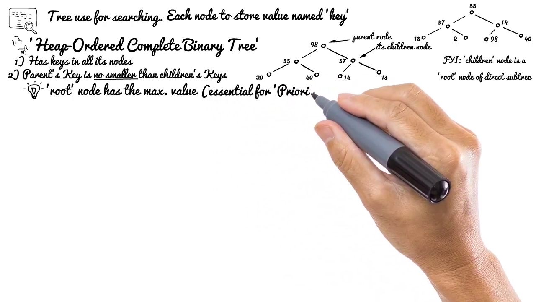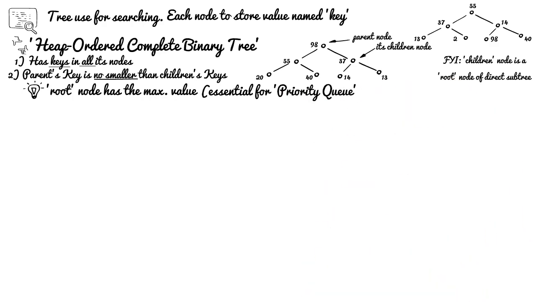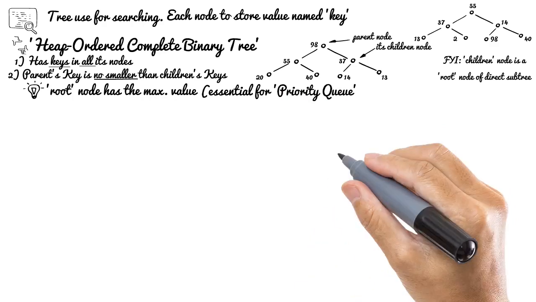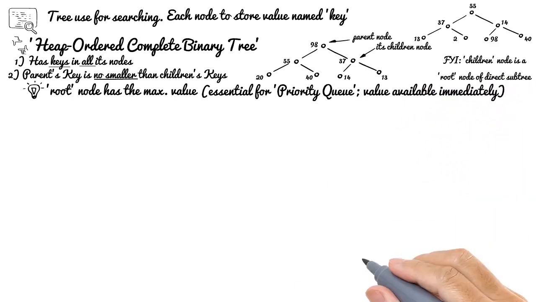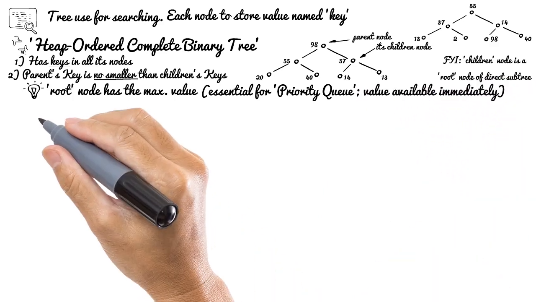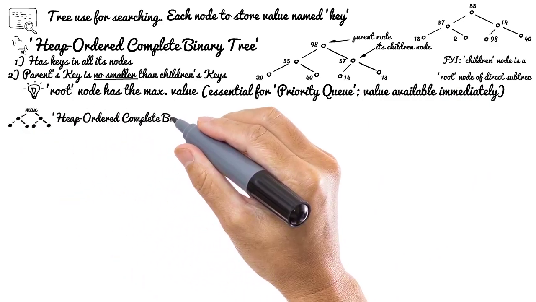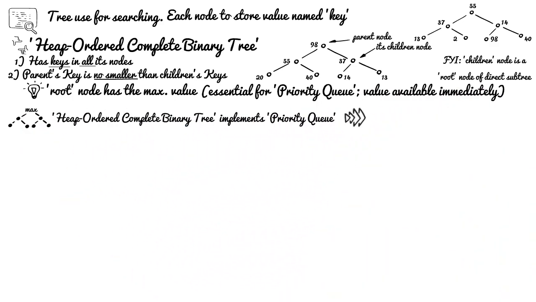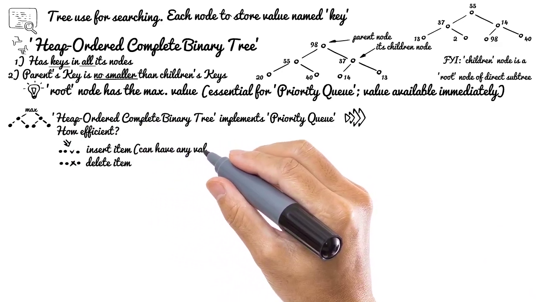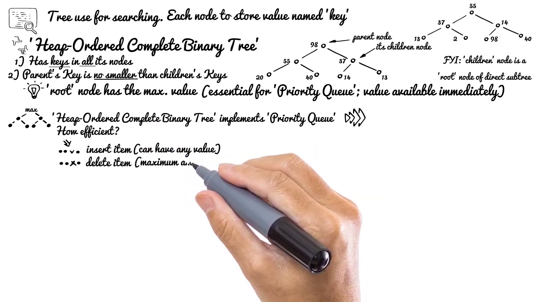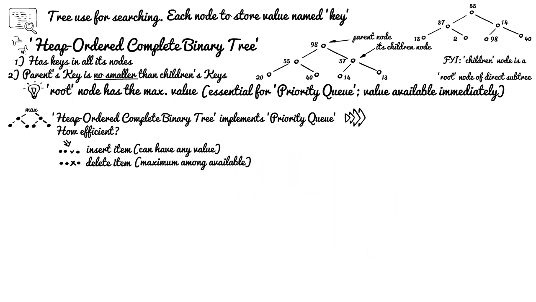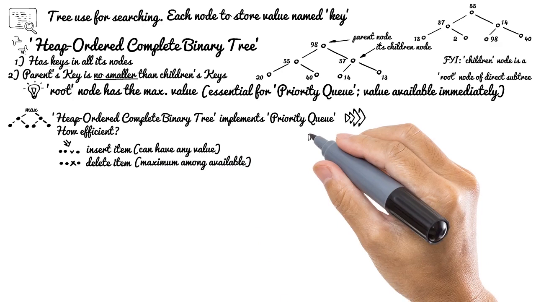The max value at the root is essential for implementing the priority queue operation to return the maximum value from the list of all its values, the preliminary goal for the second group of tasks we are discussing. And such a value is available immediately without searching, just by looking at the tree's root. Quick reminder, a heap-ordered complete binary tree implements a priority queue. Let's look at how efficiently we can implement the operations insert item and delete item. Remember, an inserted item can have any value. Deleting is applicable only for the maximum value though, by the definition of the priority queue specific operation.